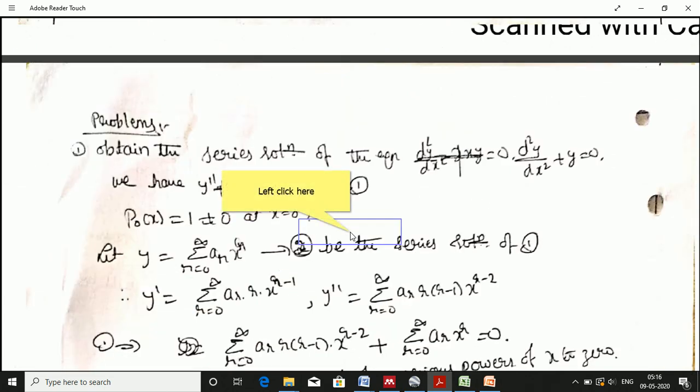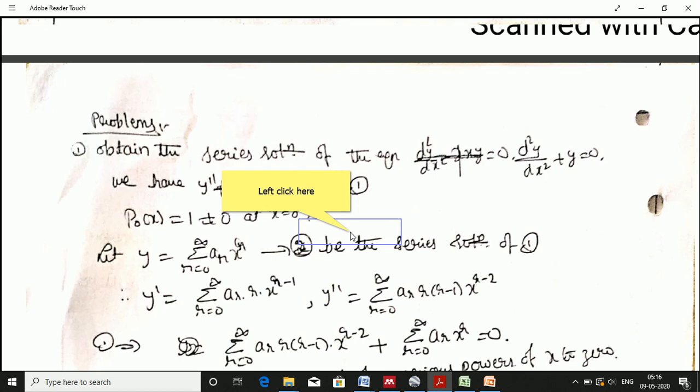Obtain the series solution of the equation d²y/dx² + y = 0, or y'' + y = 0. Here P0(x), the coefficient of d²y/dx², is 1. It is not zero because it is a constant. If I substitute x = 0, 1 remains 1 itself. Hence P0(x) = 1. It is not equal to 0 at x = 0. Hence we can apply the power series method.